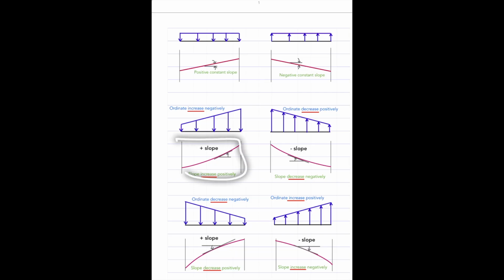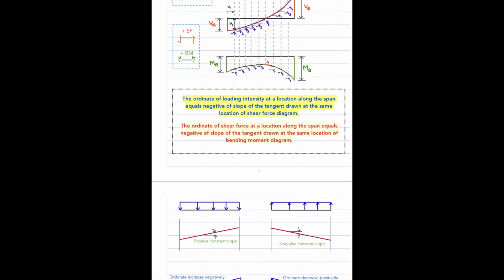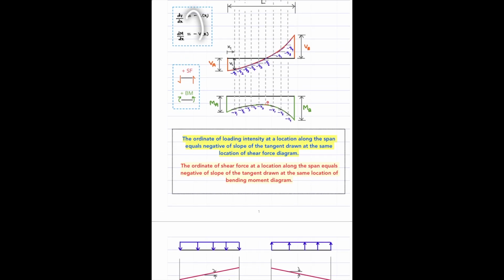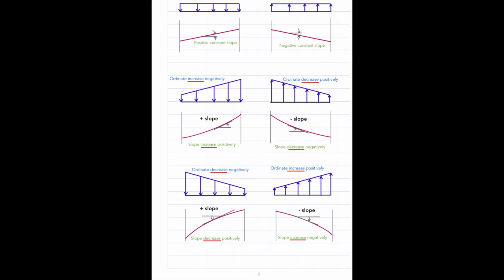Okay, if this is the bending moment diagram, right? So we can see that both should increase. That means if the ordinate of, say, the shear force is increasing, then the slope also should be increasing. But because of the negative sign we had here, if this is increasing negatively, then the slope should be increasing positively. Okay, so that's the same thing we can see in all these remaining diagrams.